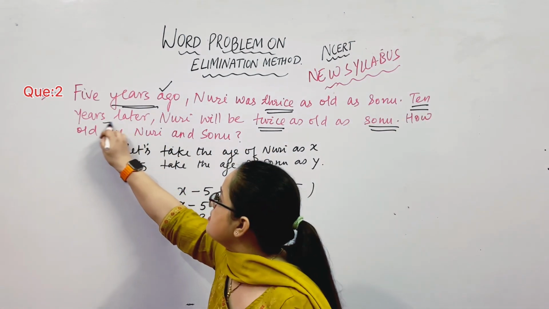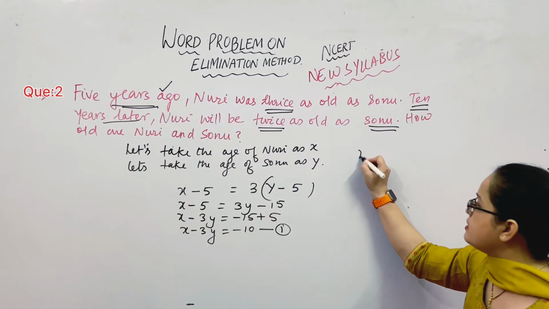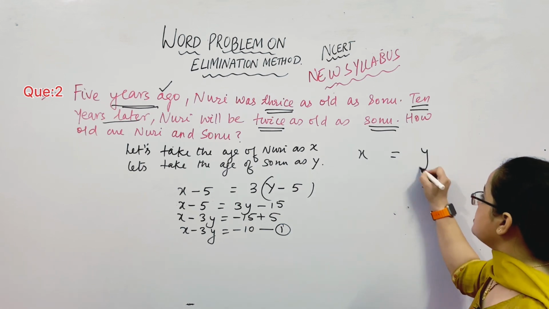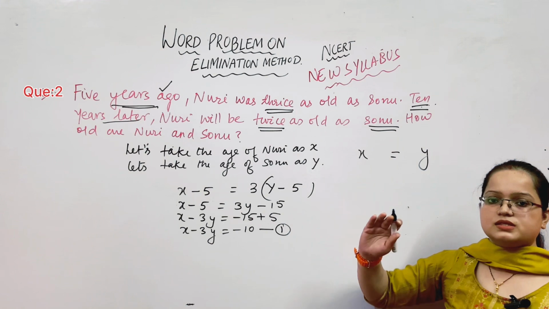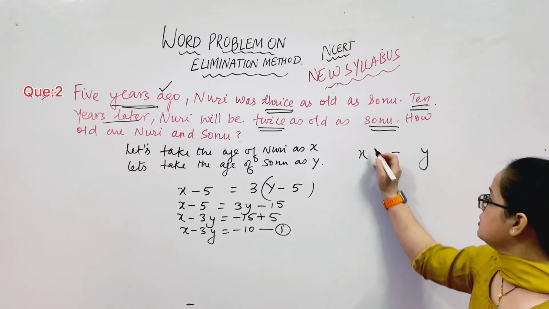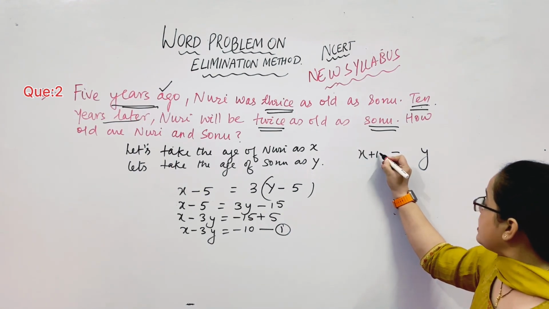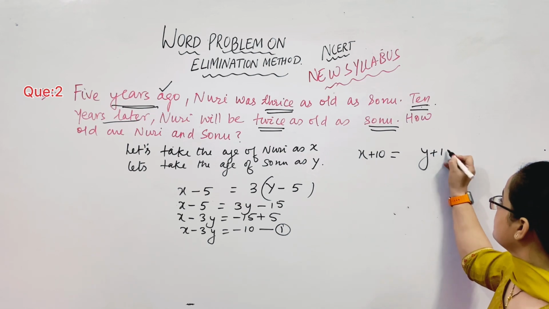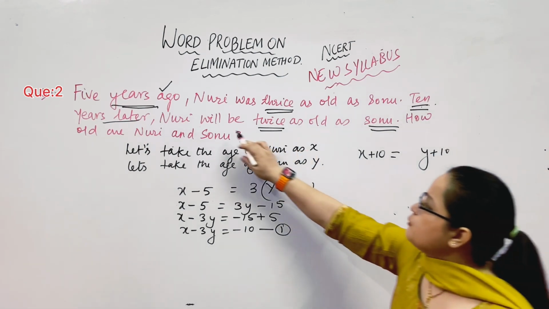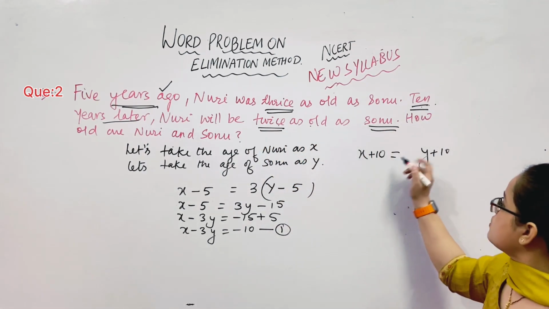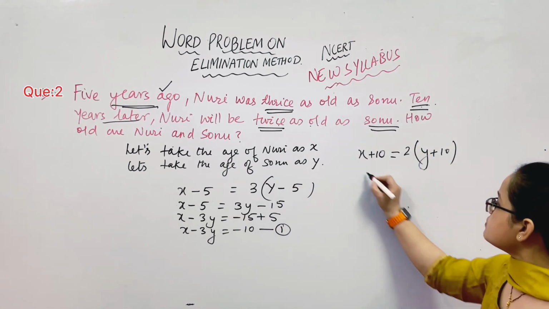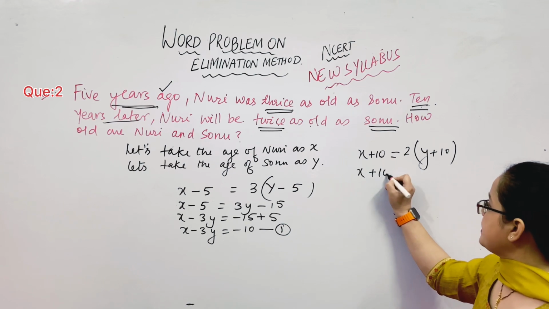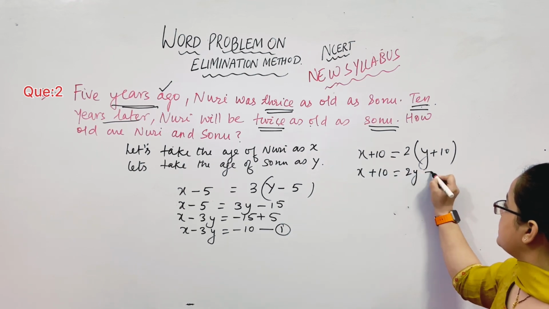10 years later. That means again I write the equation x is equal to y. 10 years later means 10 years after. So what I'll do, I'll just add 10 to both sides, and Noori will be twice as old as Sonu. I'll just multiply Sonu by 2. So my equation becomes x plus 10 is equal to 2y plus 20.